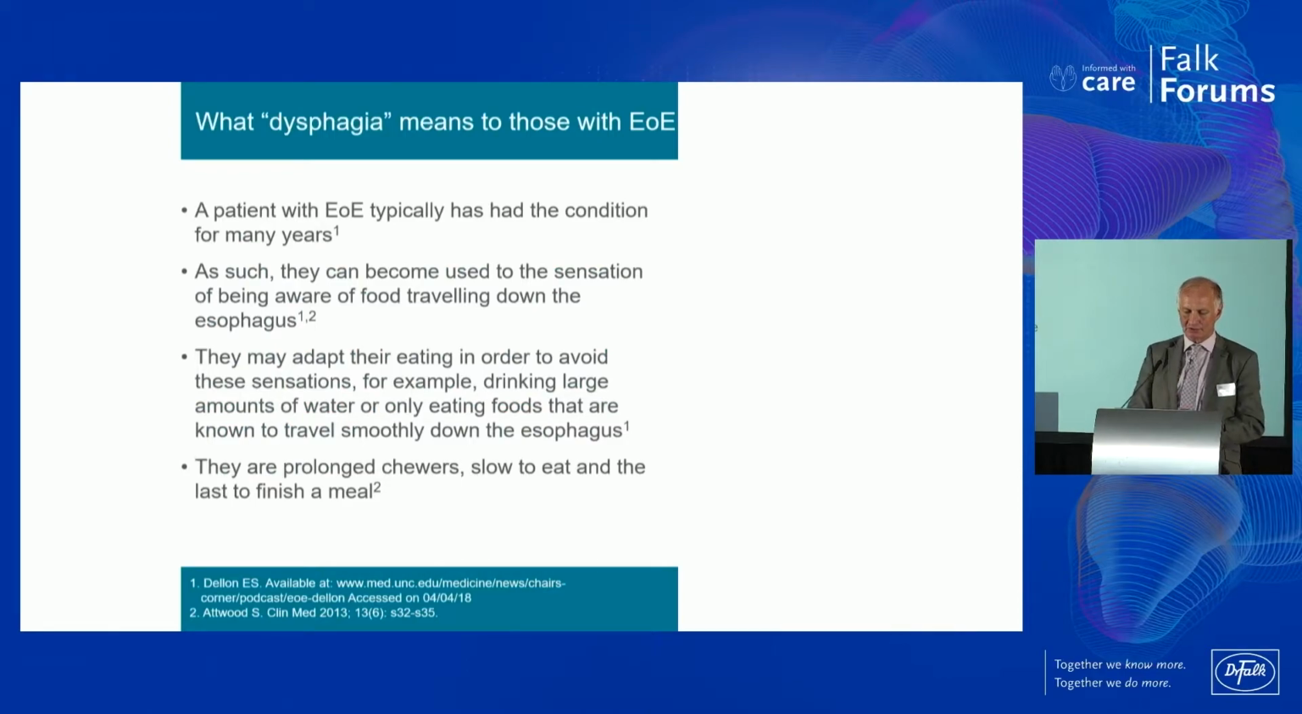And dysphagia to an EOE patient is usually something that's been there for many years, including those who present for the first time as a bolus obstruction. They've just become used to the fact that they're the slowest eaters at the table. They have lots of water to help them drink. They're aware the food is going down really slowly, and they have to chew and chew and chew before they swallow.